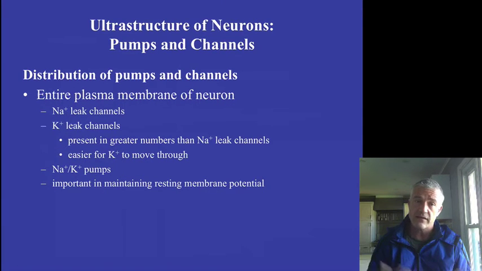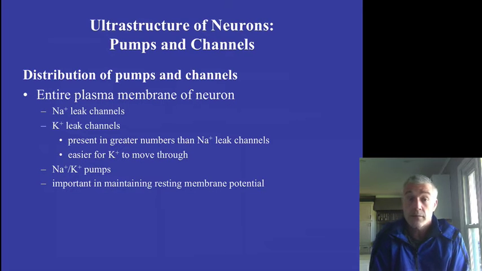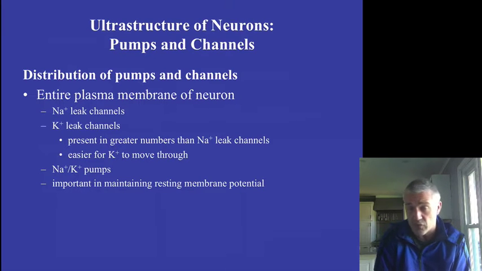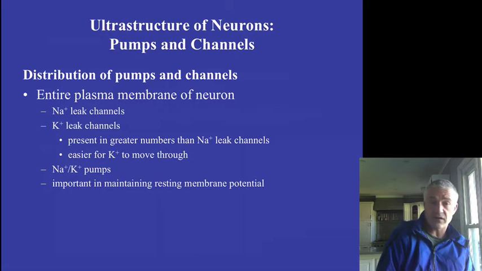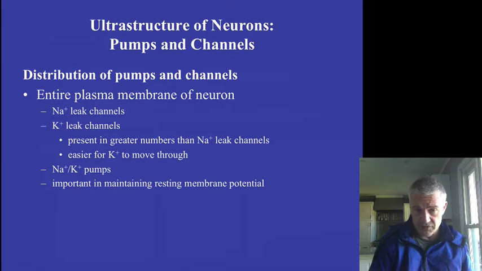So when we look at a plasma membrane of a neuron, we have leak channels of both sodium and potassium in the membrane. There's a lot more potassium leak channels than sodium channels. So it's easier for potassium to move out of the cell with its concentration gradient. We definitely have the sodium potassium pumps, which are again going to be involved in maintaining this resting potential.